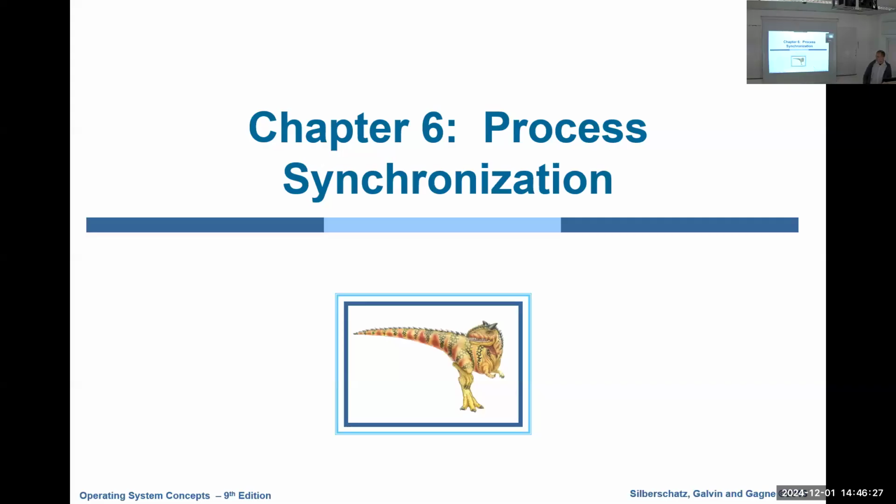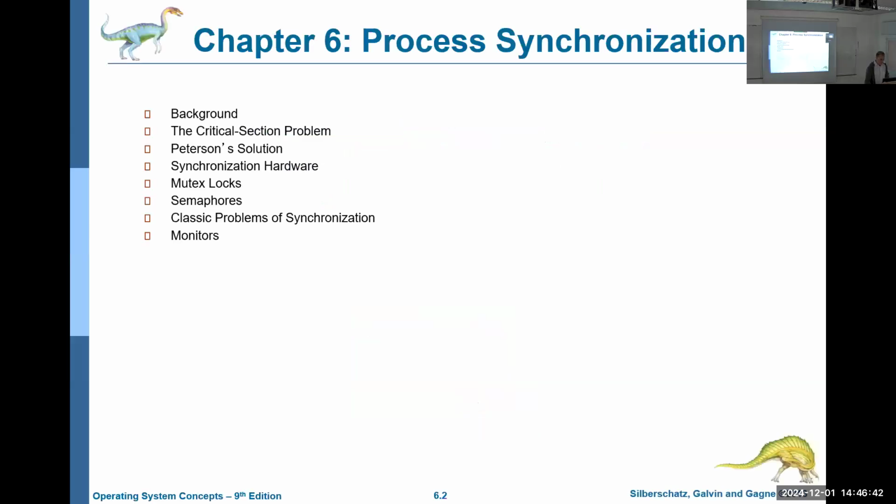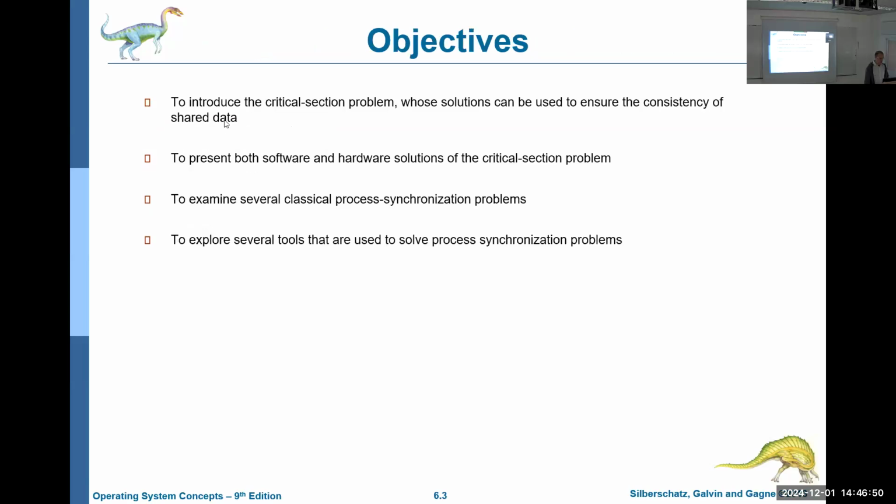There's 6, process synchronization, as you can see. What that means basically is once you have an operating system with many processes, they may come into conflict. So you need to synchronize them. Synchronizing means making the processes work without interfering with each other. These are the subjects we'll talk about: critical section problem, Peterson solution, synchronization hardware, etc.